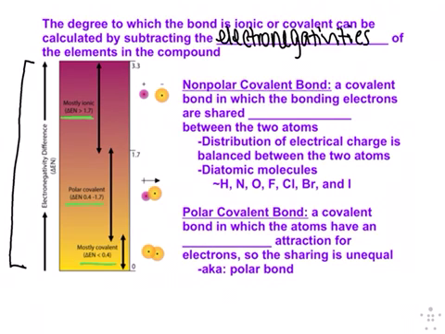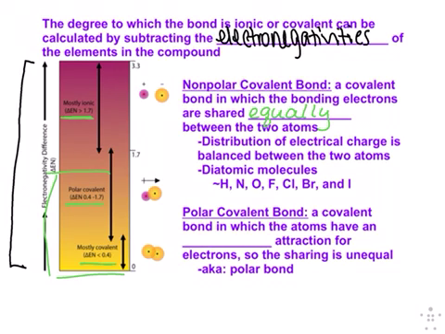So ionic bonds we've talked about; there's no differentiation. It's either ionic or covalent up until now. But now we need to talk about the two different types of covalent bonds. The first one is called non-polar covalent bonds. A non-polar covalent bond is a covalent bond in which the bonding electrons are shared equally. This means that the distribution of electrical charge is balanced between the two atoms. This occurs in diatomic molecules of hydrogen, nitrogen, oxygen, fluorine, chlorine, bromine, and iodine.